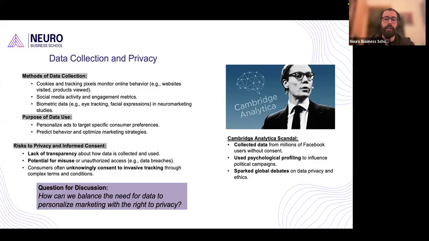And consumers often acknowledge consent to invasive tracking through complex terms and conditions. That's something that happens so many times. The cookies, for example, when we get into a website, or maybe when we sign up in a new app, or something like that. There are so many people, probably 90% of the people, who don't read all the terms and conditions that they sign.